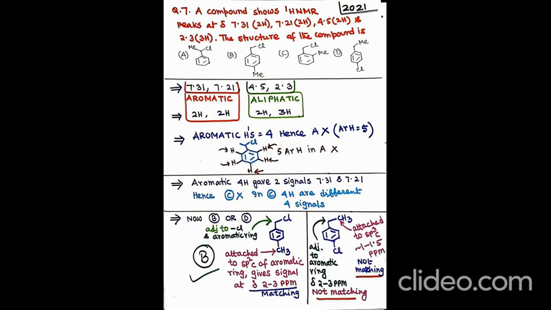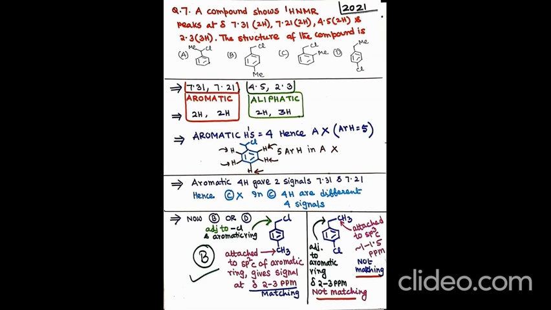HNMR signals. Now in order to solve this, let us first concentrate on the signals related to the aromatic hydrogens. There are two signals for the aromatic hydrogens, at delta 7.31 ppm for 2 hydrogen and at delta 7.21 ppm for 2 hydrogen. This clearly indicates that the aromatic compound has 4 hydrogens, which means it is a disubstituted compound, it cannot be a monosubstituted compound. So based on this, first we can cancel A because A is a monosubstituted compound.